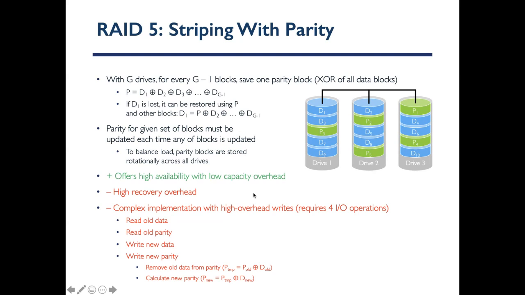You could use RAID 5. The idea with RAID 5 is let's minimize or make the redundancy in data more efficient. And the way it works is that let's say you have N drives, let's say G drives.